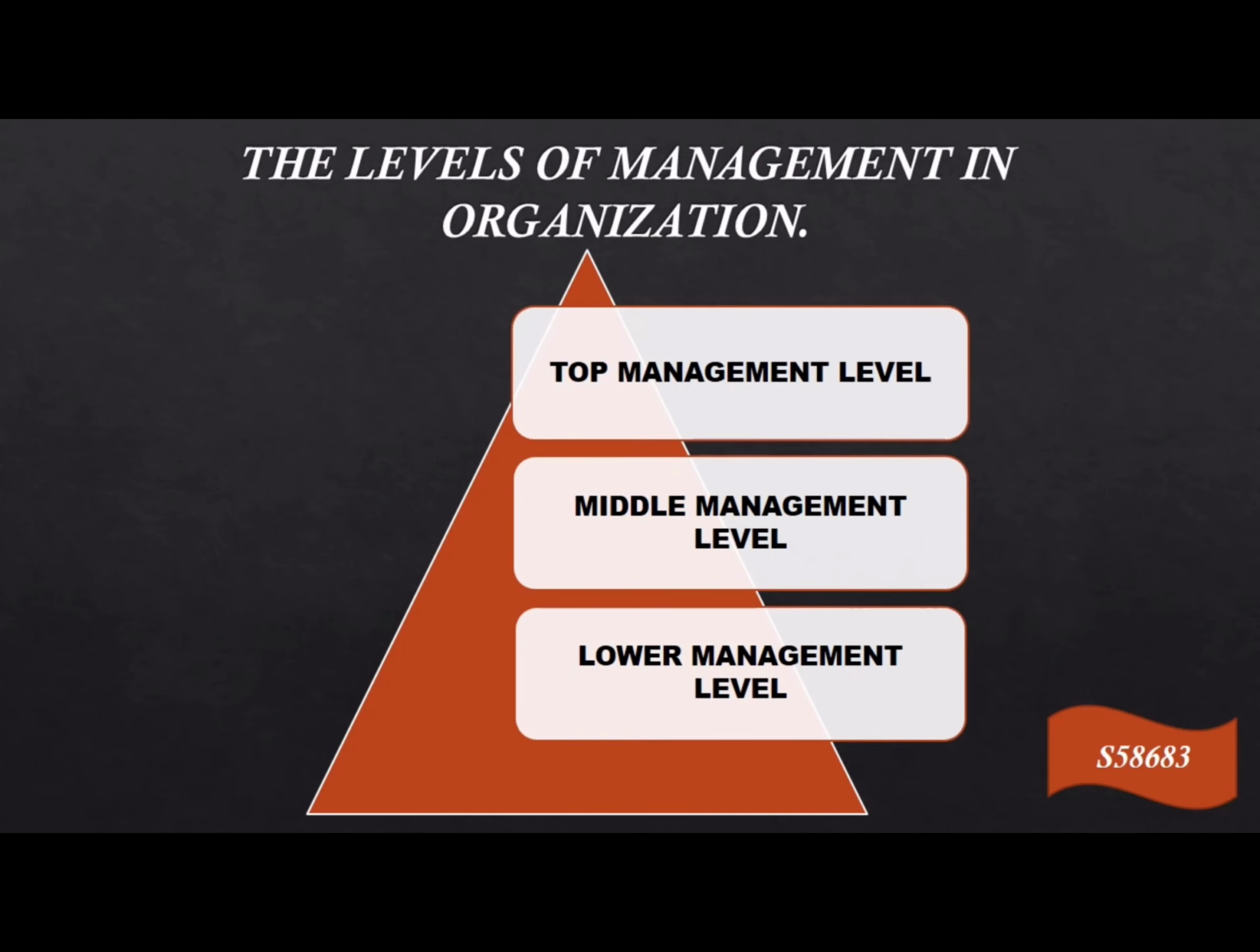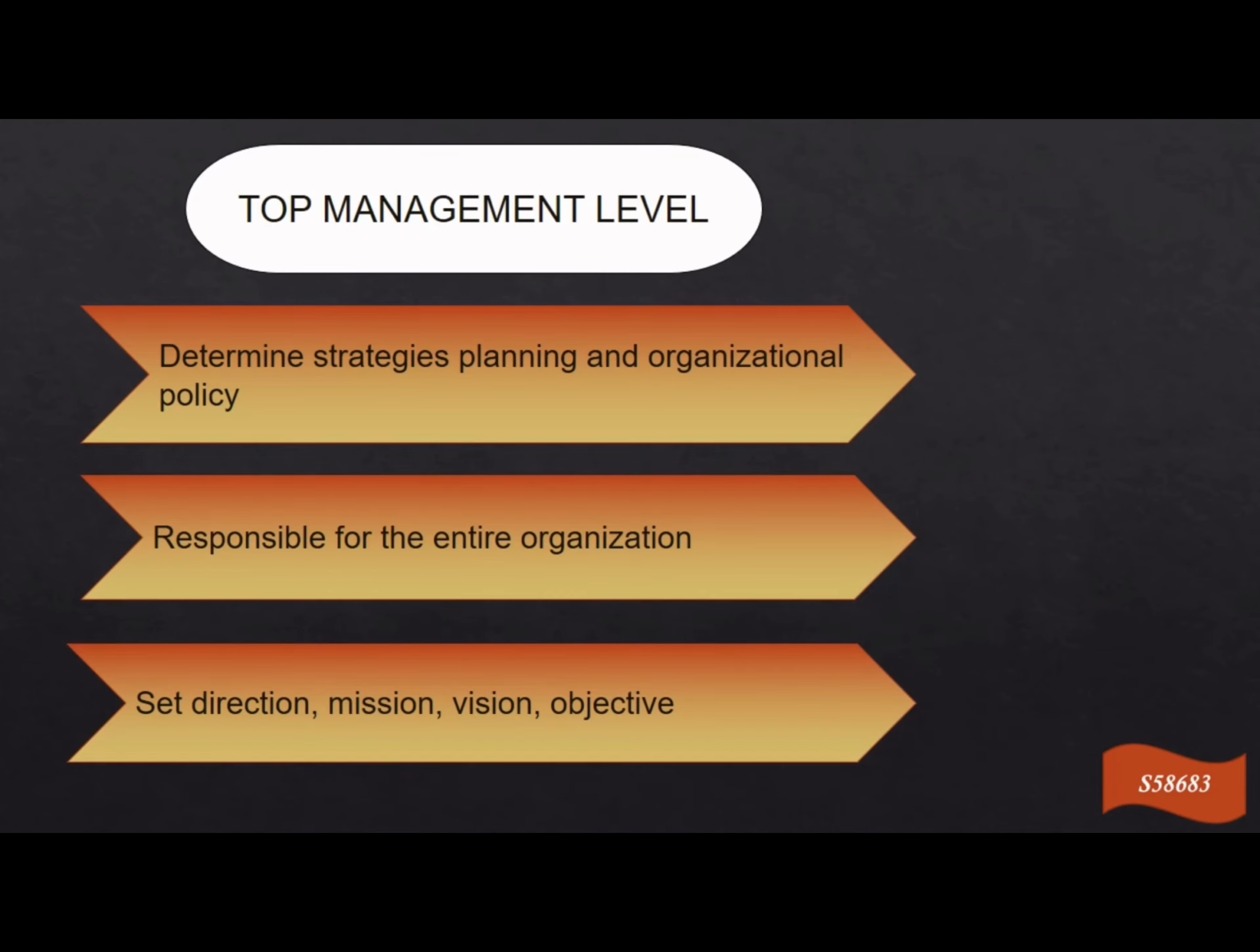There are three levels of management in an organization, namely the upper management level, the middle management level, and the lower management level. The top manager level does strategic planning and organizational policy. The top management is responsible for the management of the organization. Top management need to set the vision, mission, objectives, and the long-term strategy of the organization.